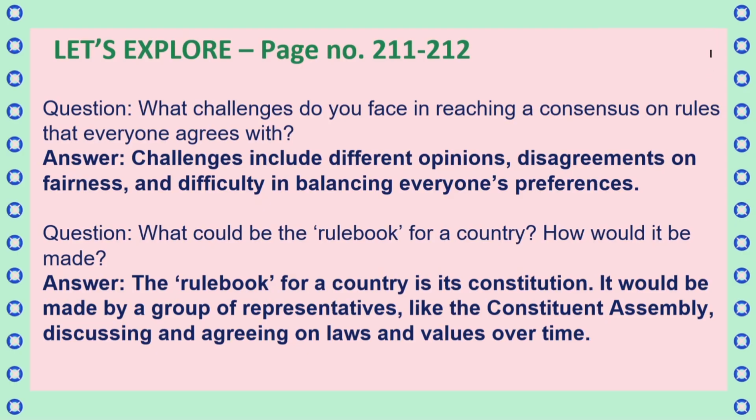Question: what could be the rule book for a country? How would it be made? Answer: the rule book for a country is its constitution. It would be made by a group of representatives like the Constituent Assembly, discussing and agreeing on laws and values over time.